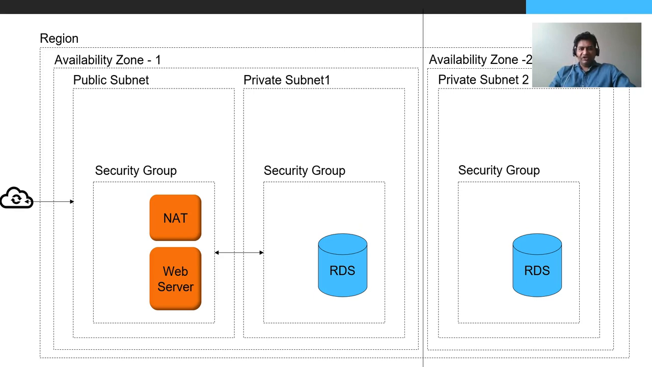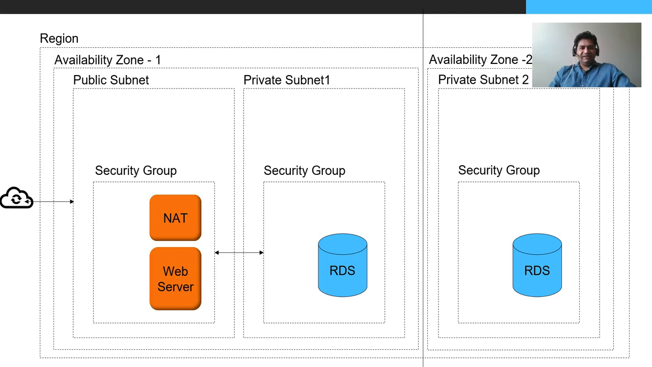So we are going to have a region in which we are going to have two availability zones. In the first availability zone, we are going to have a public subnet and then a private subnet. And then in the second availability zone, we are going to have another private subnet. To understand what is public subnet and private subnet and VPC, I have a dedicated video for that. Please take a look at that link.